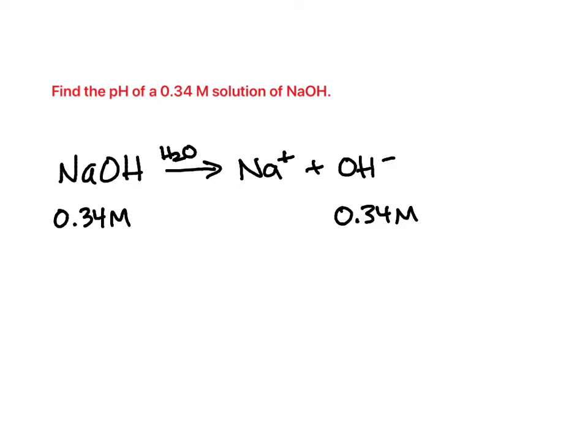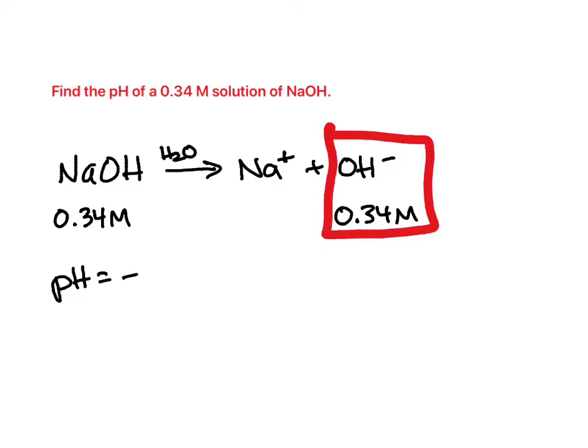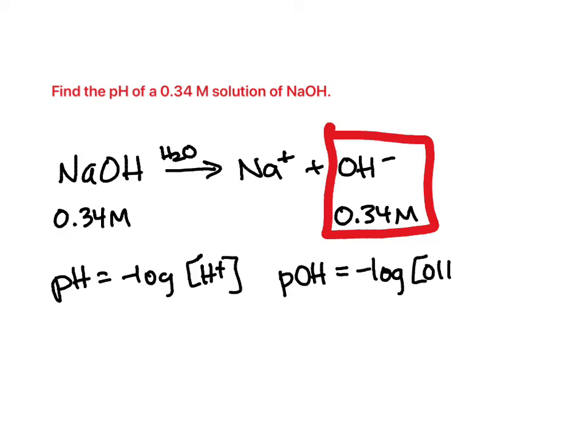Okay, so now what you should notice is that what we have is the hydroxide ion concentration. So we have that formula, pH equals negative log of the hydrogen ion concentration, but we don't have that here. But we do know that pOH is equal to the negative log of the hydroxide ion concentration. So we can take the negative log of 0.34, and when we do that, we're going to get 0.47.